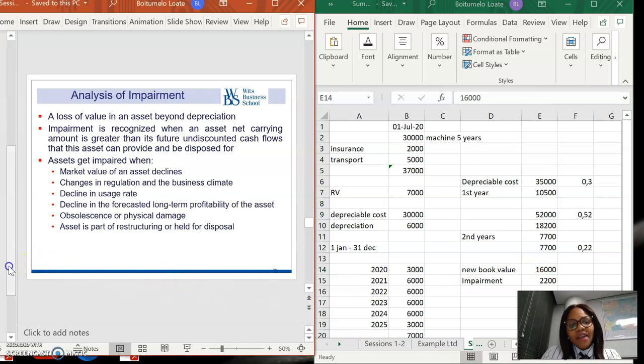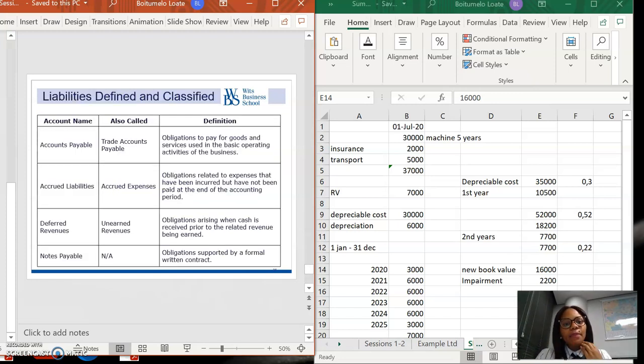Okay, that actually covers the assets section. I now want to also cover what is called the liabilities section, and your liabilities section also needs to be equally split between your current and non-current liabilities. Okay, so let's look at liabilities. You've got different types of liabilities. You've got accounts payable, you've got accrued liabilities, you've got deferred revenues, and you've got notes payable. Okay? Please don't get confused with these terms.